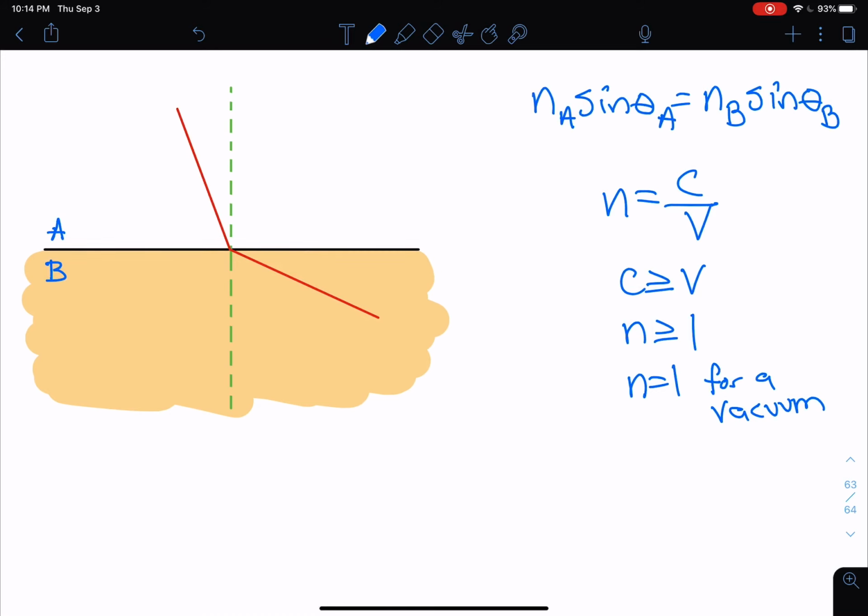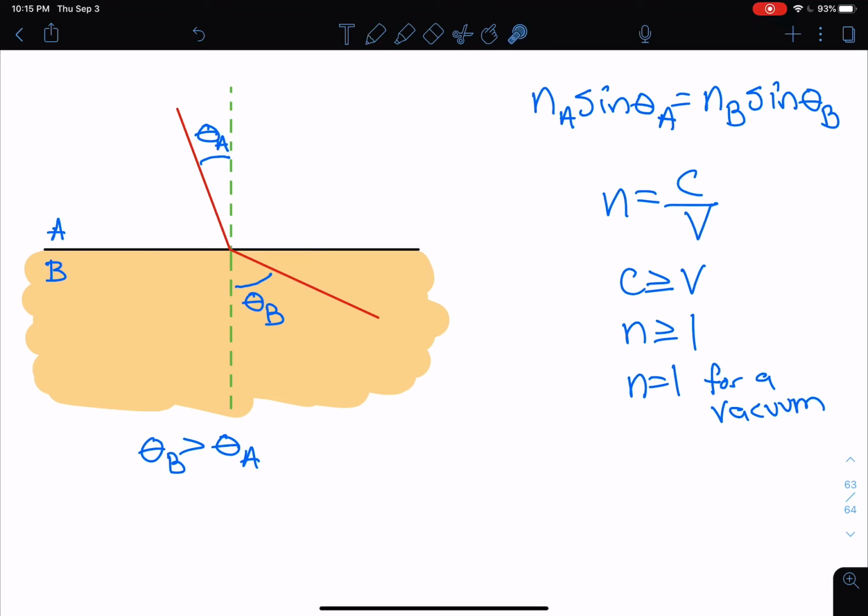As I was just saying a moment ago, these angles are measured relative to the normal. So theta A is right there. That's what this green line is, by the way. It's the normal. It's perpendicular to the interface. And so that's theta A there. And down here, this angle here is theta B. Now, in this particular example, theta B is clearly greater than theta A. It doesn't always have to be that way. That's just how it is here.